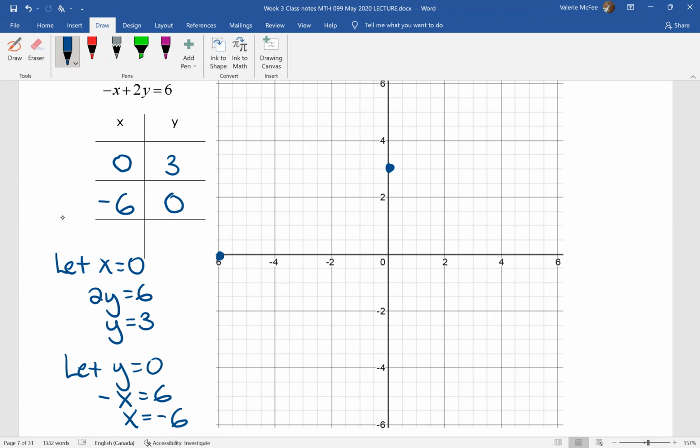Now, we could just connect these dots, but remember what I said in the last lecture. It's a good idea to find 3 ordered pairs, just in case we made a mistake. The third one confirms that we are on the right track, and you can choose any value you want for y or x. I'm going to let x equal, let's say, 4. 4 seems like a good idea.